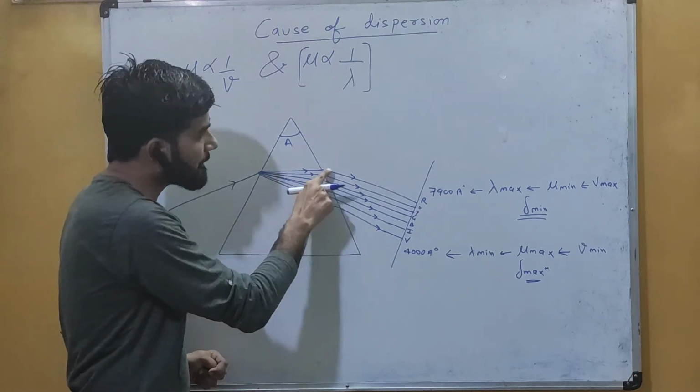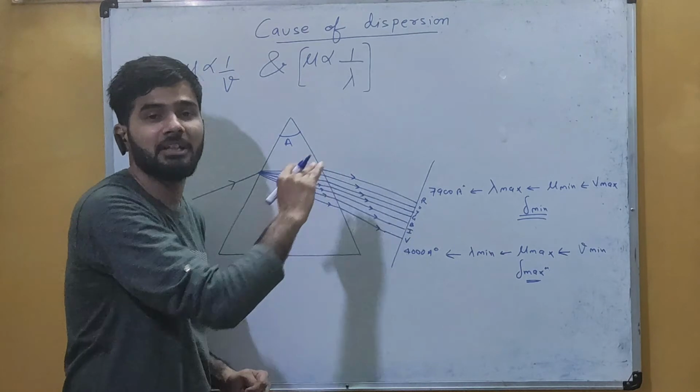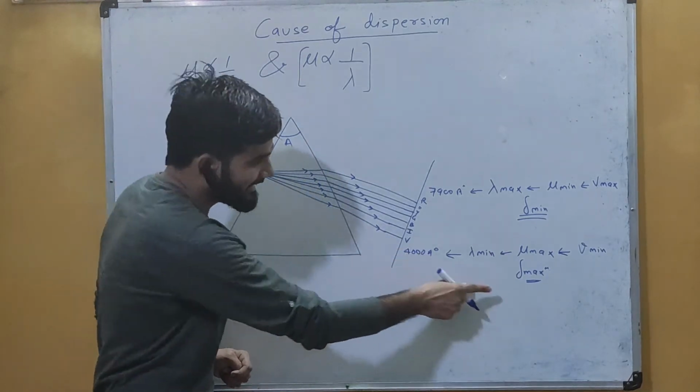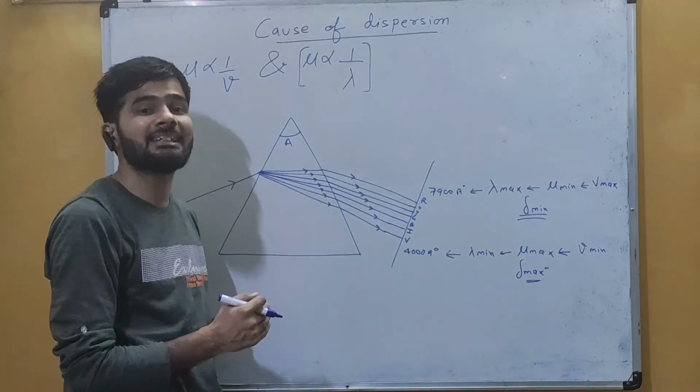यहाँ पर जो हमारे पास रेड कलर है इसके लिए डेविएशन सबसे कम है, इसीलिए क्या है? सबसे ऊपर की तरफ है. और यहाँ पर जो वॉयलेट कलर है इसके लिए क्या है? डेविएशन मैक्सिमम है, इसीलिए ये सबसे नीचे है, यहाँ पर डेविएशन बहुत ज्यादा हो जाता है.